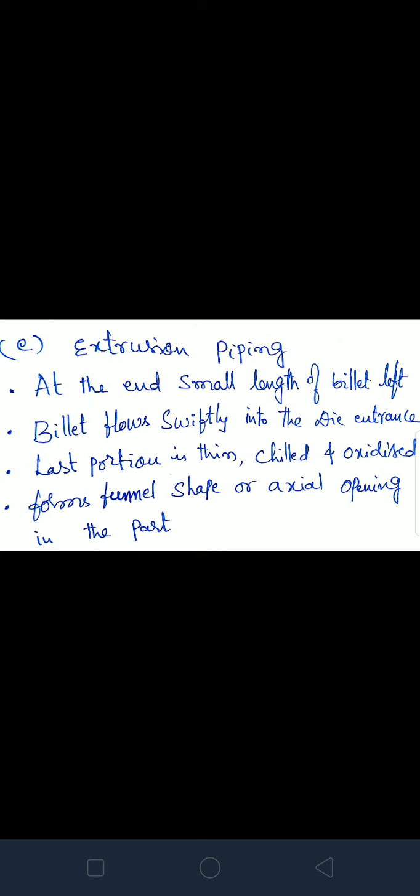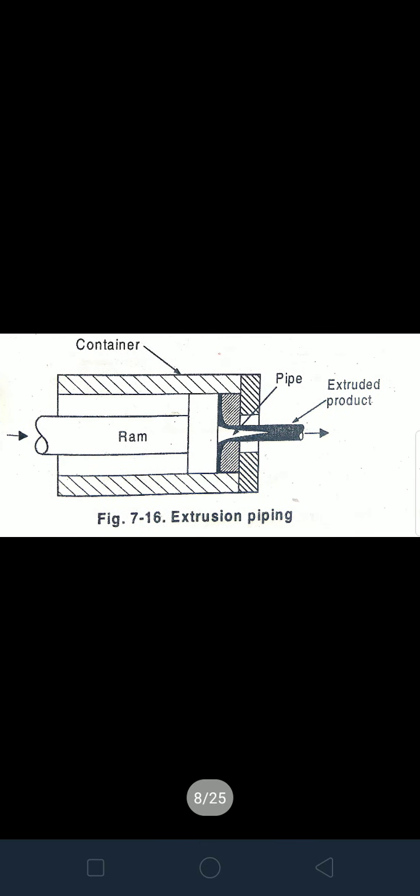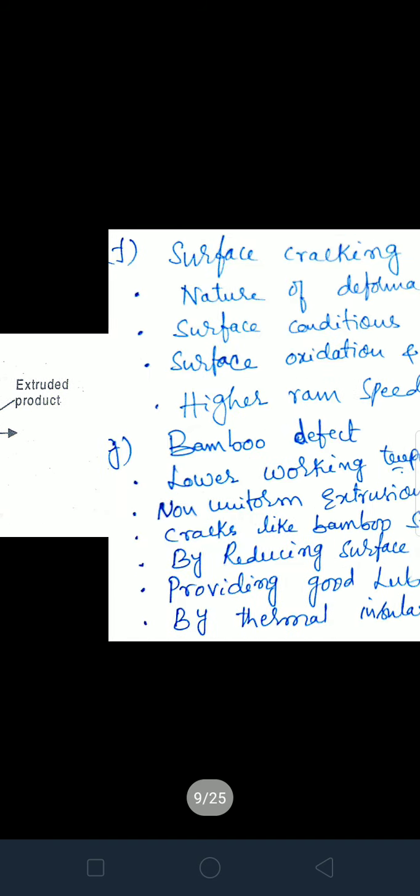This defect can be avoided by discarding the defective length of the piping formed. It is clearly shown here. Initially a conical shape cavity forms at the exit of the die, and that is formed along with the extruded part, which we call the piping defect. That is another type of defect that should be avoided.